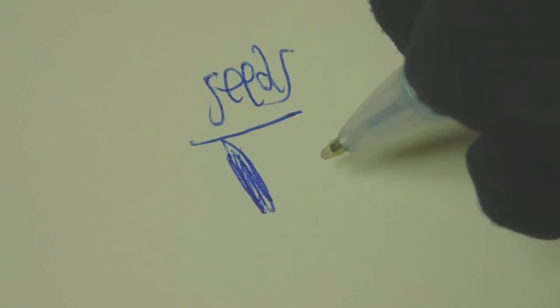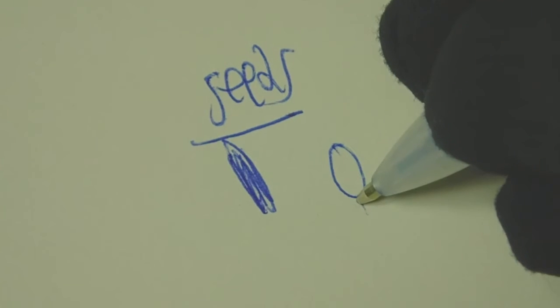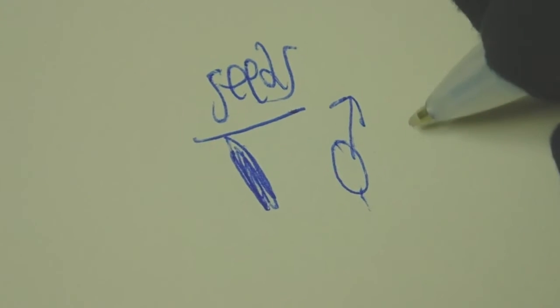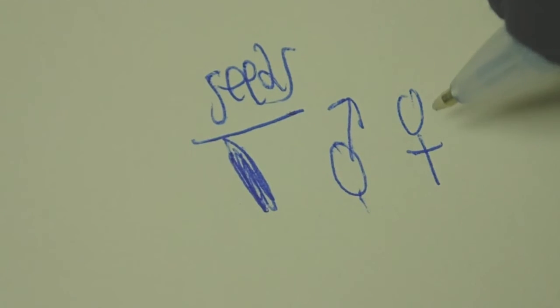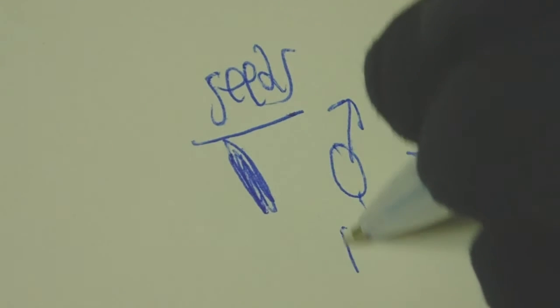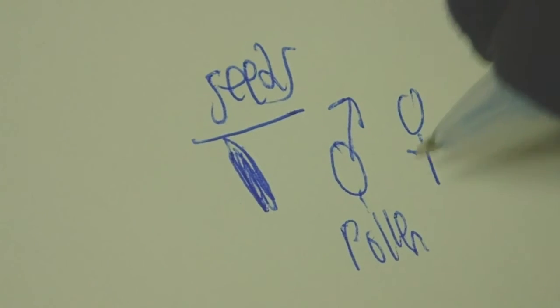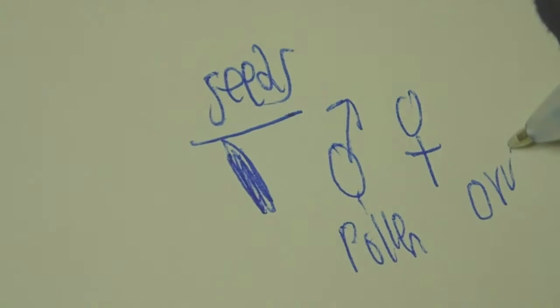By this point, gametophytes have been entirely separated into male and female gametophytes, and the male ones are called pollen, whereas females are called ovules.